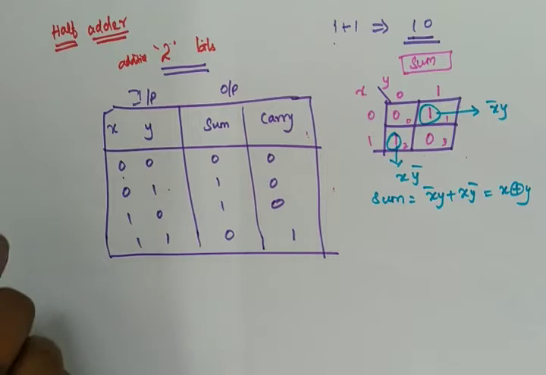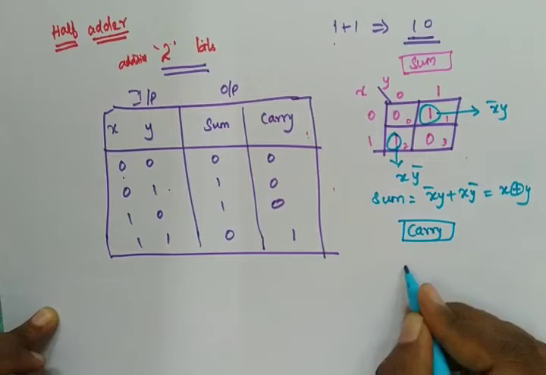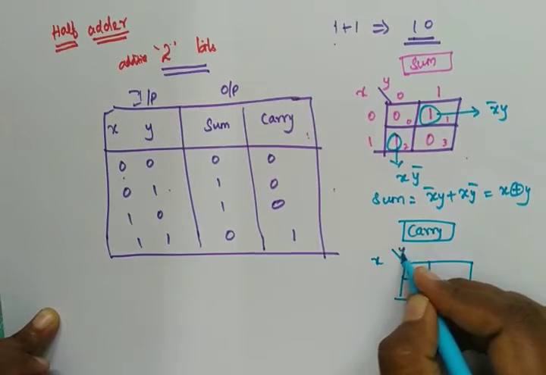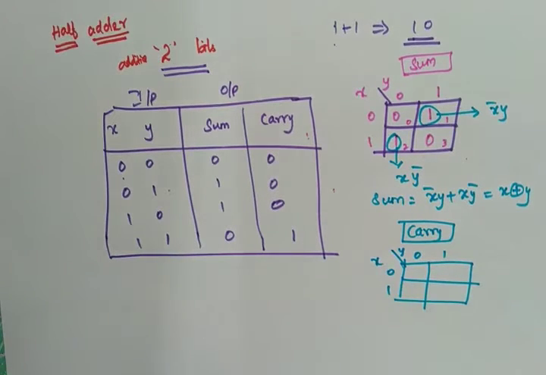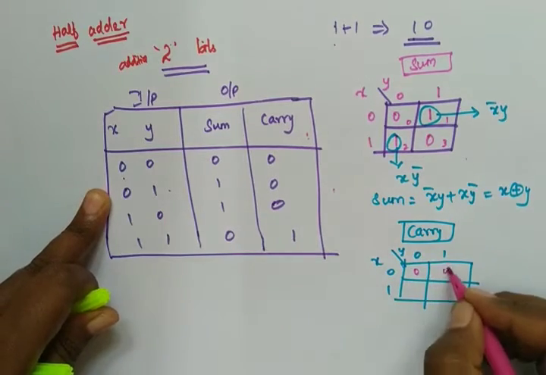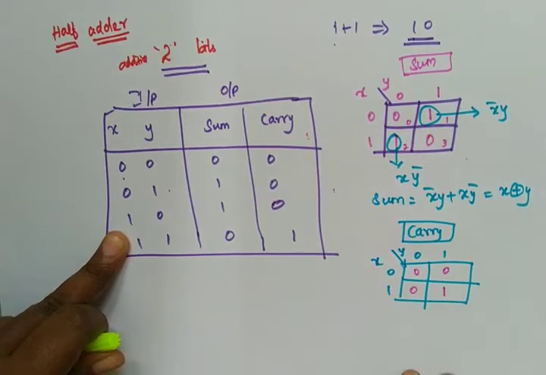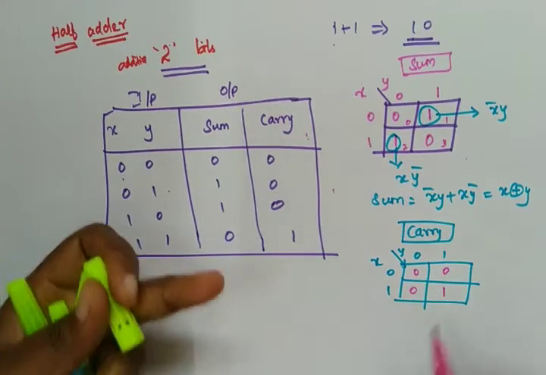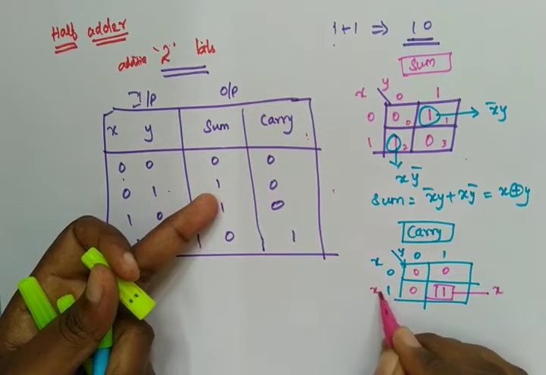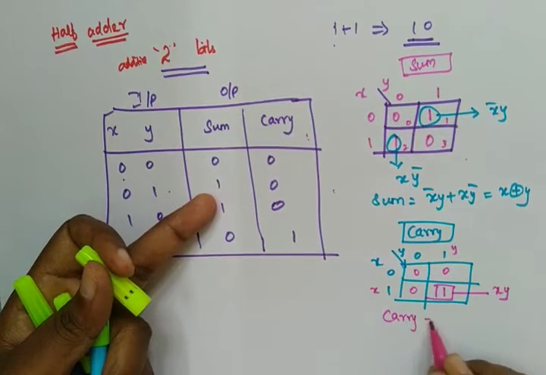Now let us move on to carry. Now this is carry. Again we have to solve by using K-map. So here it is x, here it is y. 0, 1, 0, 1. Now 0, 0 is 0. 0, 1 is 0. 1, 0 is 0. 1, 1 is 1. So we cannot group anywhere. Now what is the answer for this? Here we have 1. So that is x and here it is y. So carry is equal to xy.